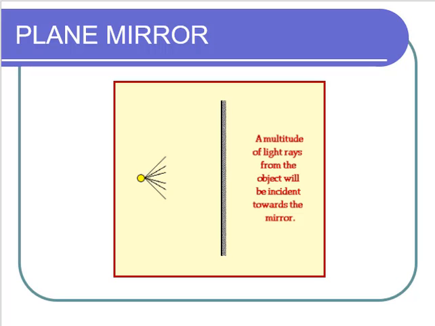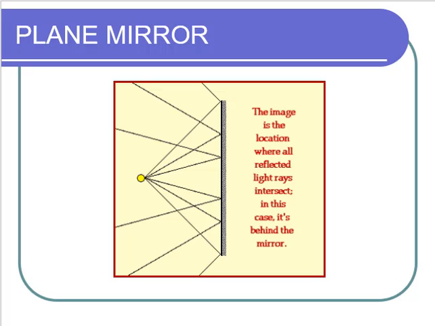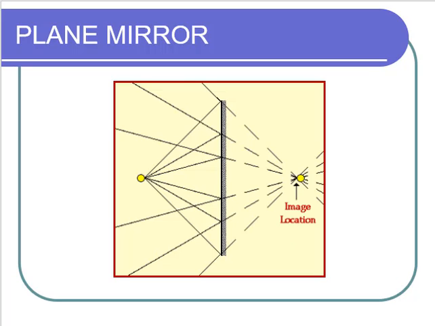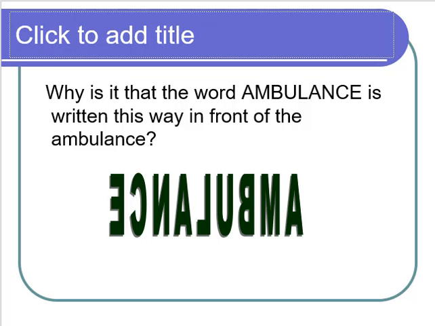So here is the image formation for a plane mirror. The light will reflect off the mirror according to the law of reflection. As you can see here, the image is in the location where all reflected light rays will intersect. So you try to extend those light rays, and then the image is appearing at the back of the mirror.